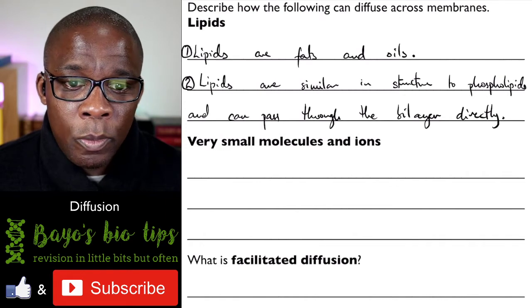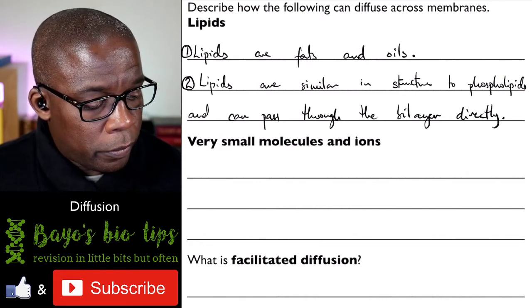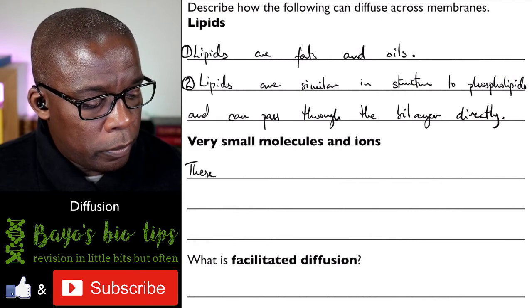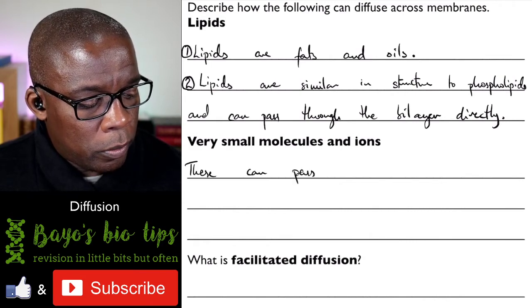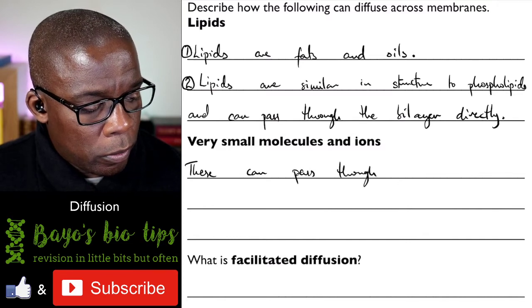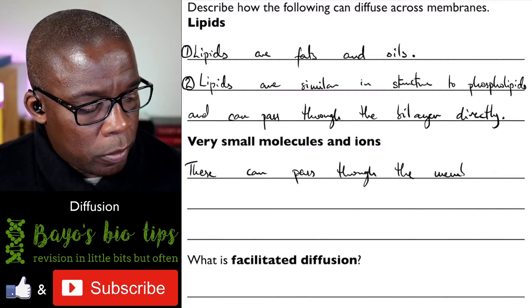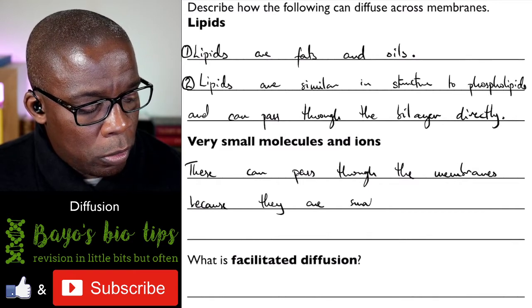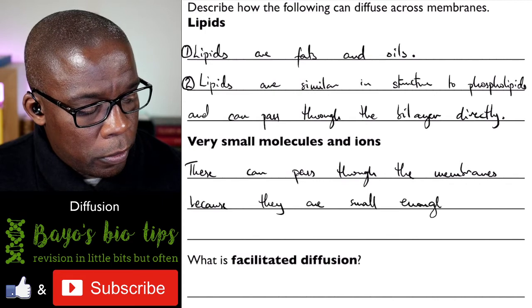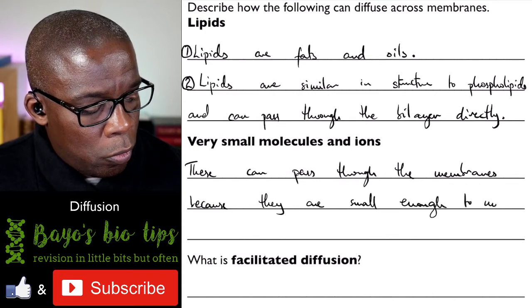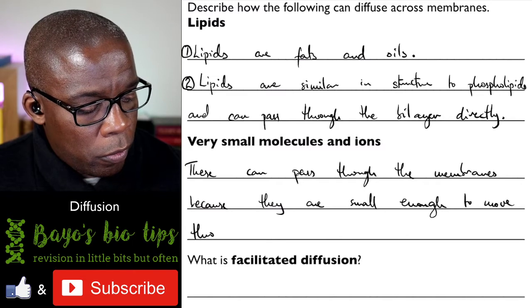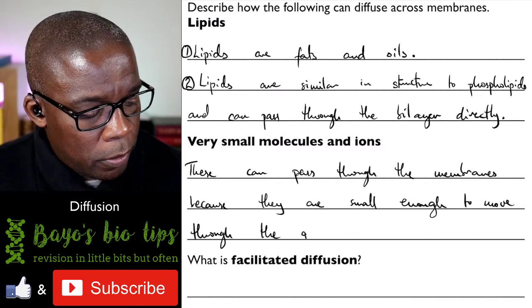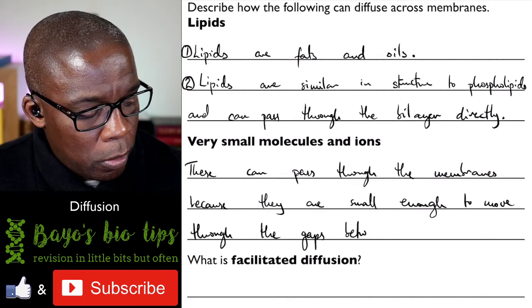Next, let's think about very small molecules and ions. These can pass through the membranes because they are small enough to move through the gaps between phospholipids.